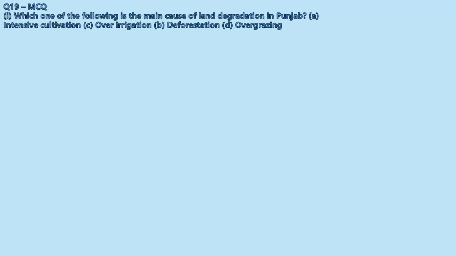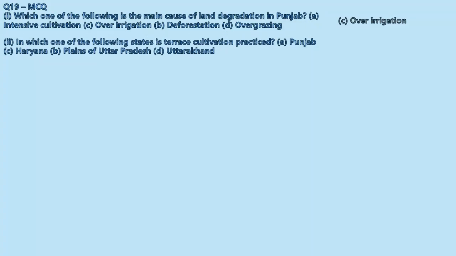Okay. MCQs. Which of the following is the main cause of land degradation in Punjab? Is it intensive cultivation, over irrigation, deforestation, or overgrazing? So answer is C, over irrigation. Okay, so in Punjab, due to over irrigation, we are seeing land degradation.